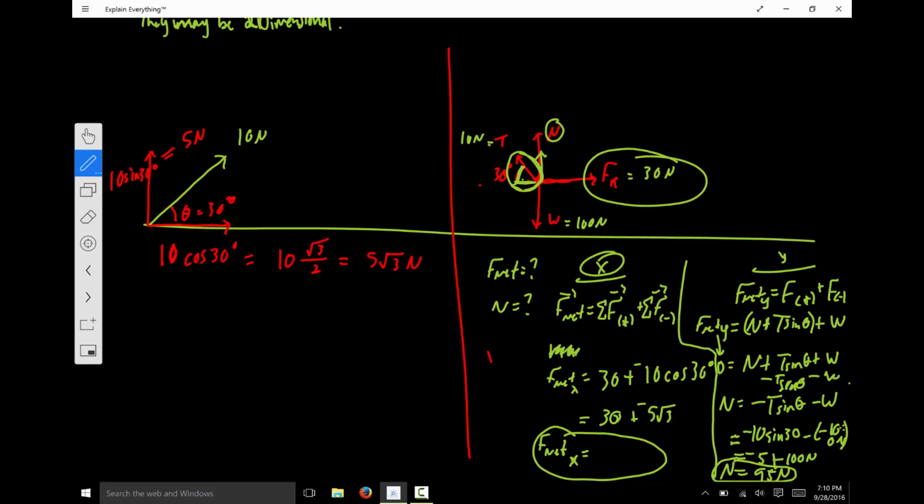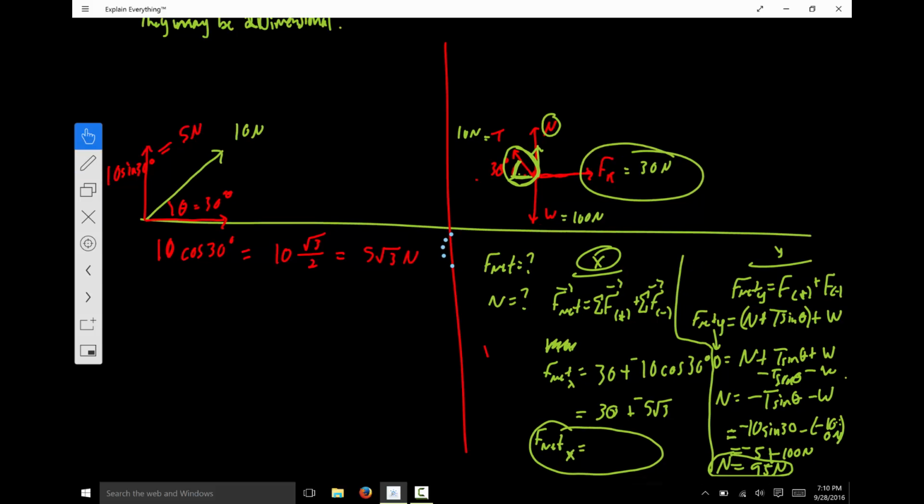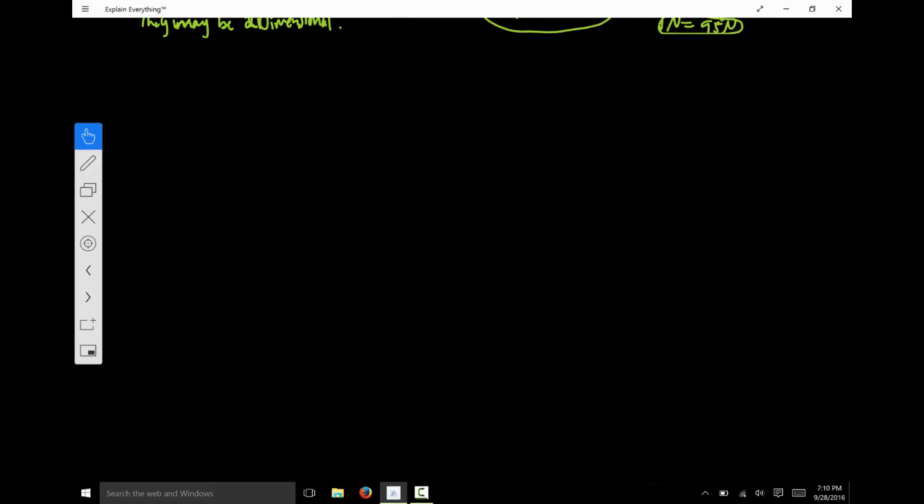So you got your two answers here, the net force and the normal force of 95 newtons. So we'll do a few more practice problems in class, but just start getting familiar with the whole idea behind two-dimensional forces.